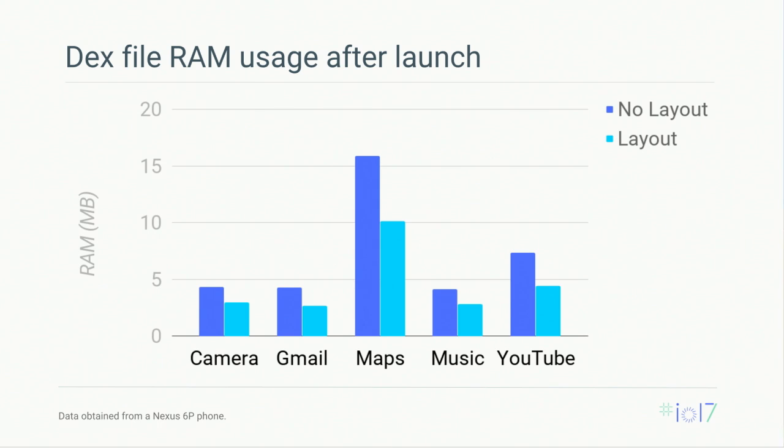Now let's take a look at what type of RAM improvements we see after launching a few apps, a few of our favorites again. As you can see, there's a significant reduction, typically around a third in these applications, less memory used by DEX after layout. This RAM reduction also improves launch time on devices that have slower flash because you're pulling in fewer pages and hence spending less time paging applications off of the flash.